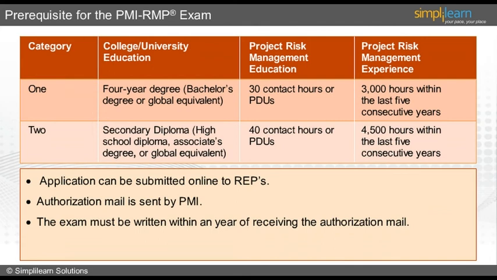A random audit happens on a few applications, in which case the auditing requirements of PMI should be complied with. In case the application is selected for auditing, the applicant must provide the copies of education certificate, the project risk management experience details, and 30 PDU project risk management proof. After that, the PMI takes about 5 to 7 working days to issue an authorization letter which serves as an approval for paying the exam fee and appearing for the examination.